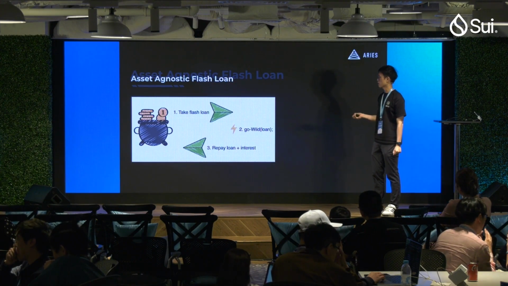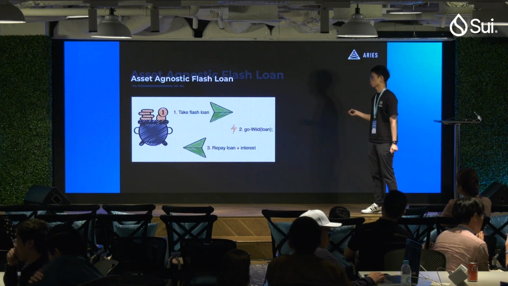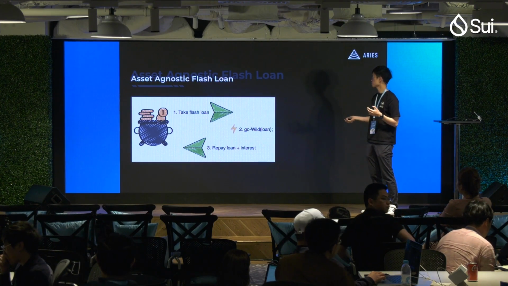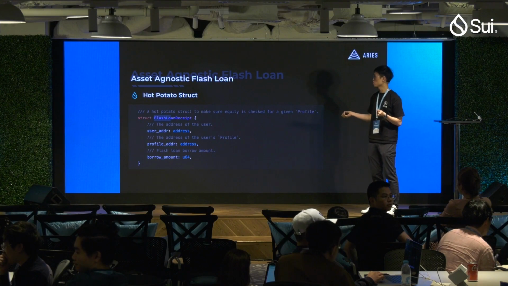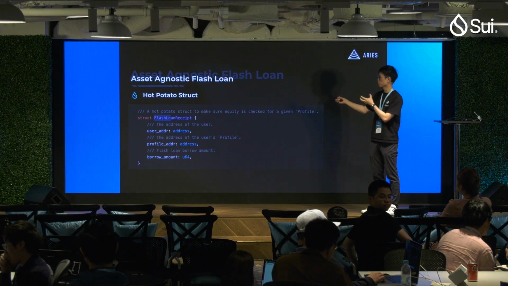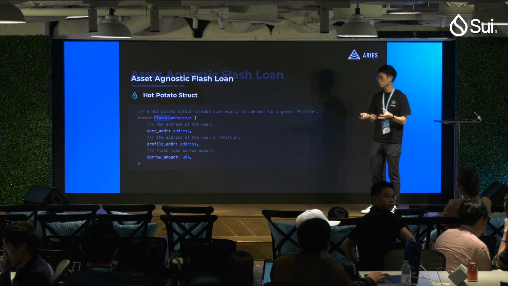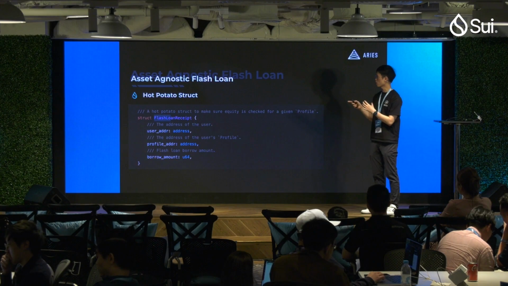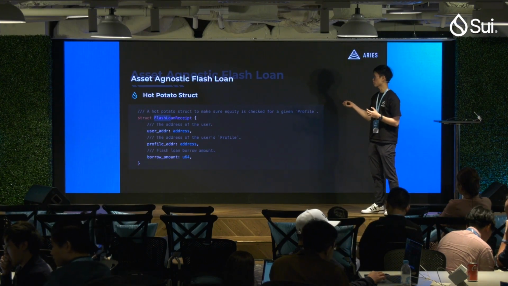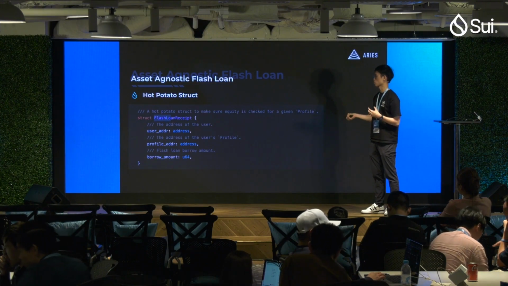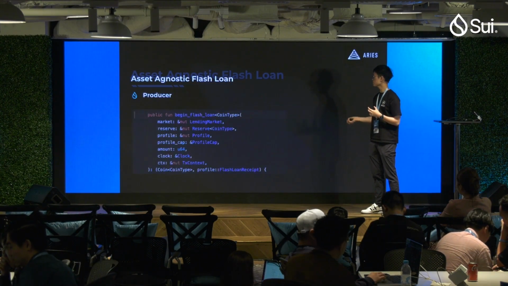And finally, we have the asset agnostic flash loan. So that will allow us to borrow one asset and repay a different asset. So how do we implement it? We use a hot potato struct. And within the hot potato struct, we have the address of the user and also the profile address, as well as borrow amount. Notice that it doesn't have drop capabilities, so it will need to be explicitly passed in to other consumer functions.